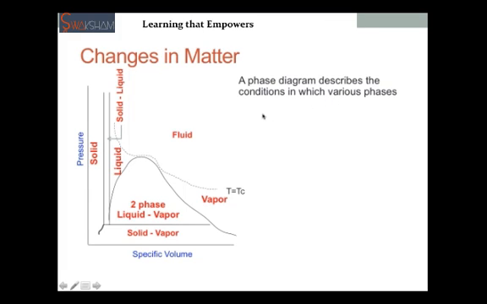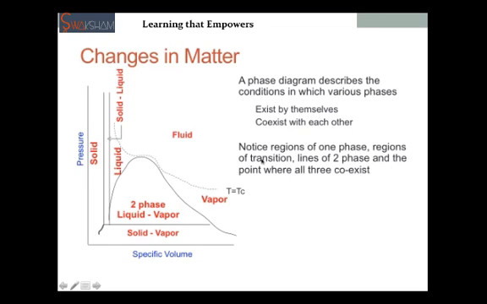So such a phase diagram describes the conditions in which various phases exist, where they exist by themselves, where they coexist with each other. We can find out from diagrams such as this all information about a state of a pure material. We will find that such diagrams can also be used to represent mixtures of different kinds, systems where there are two or more components.